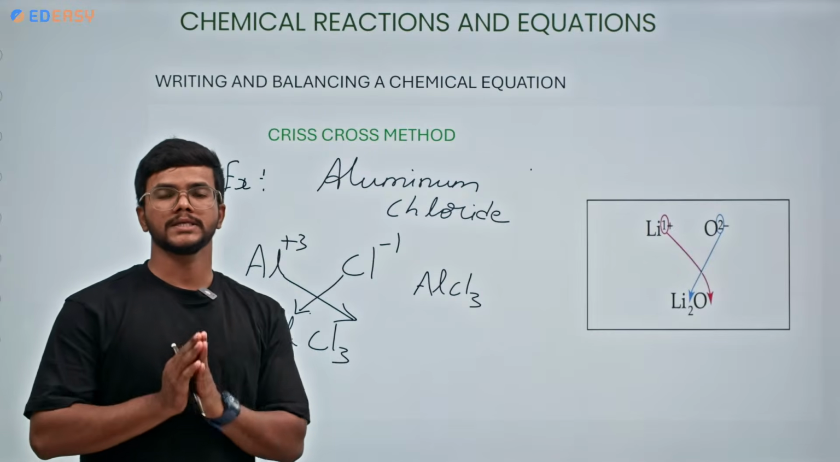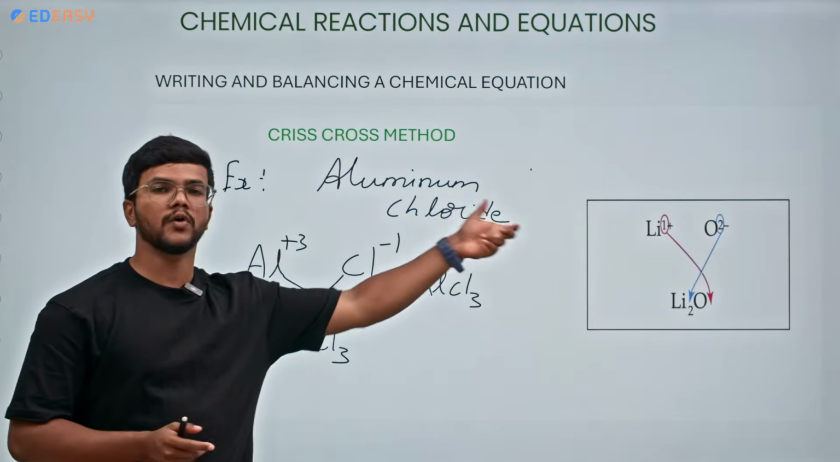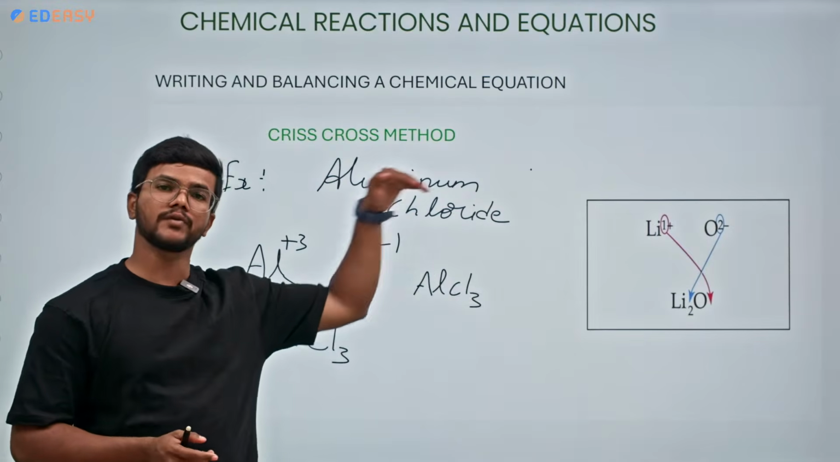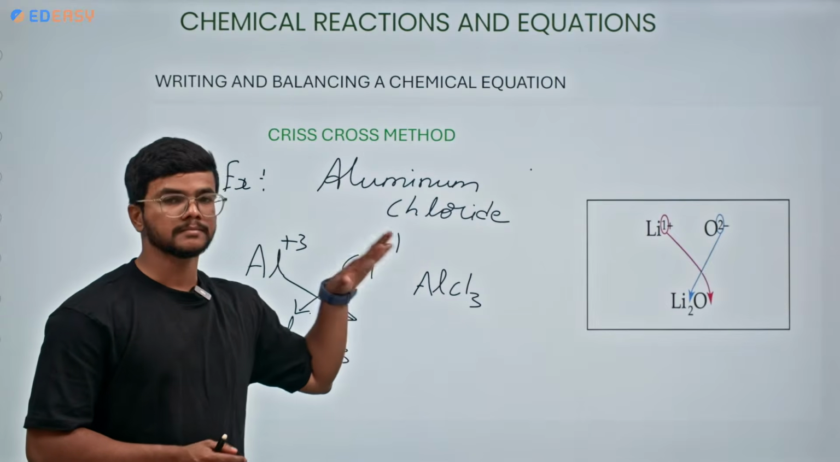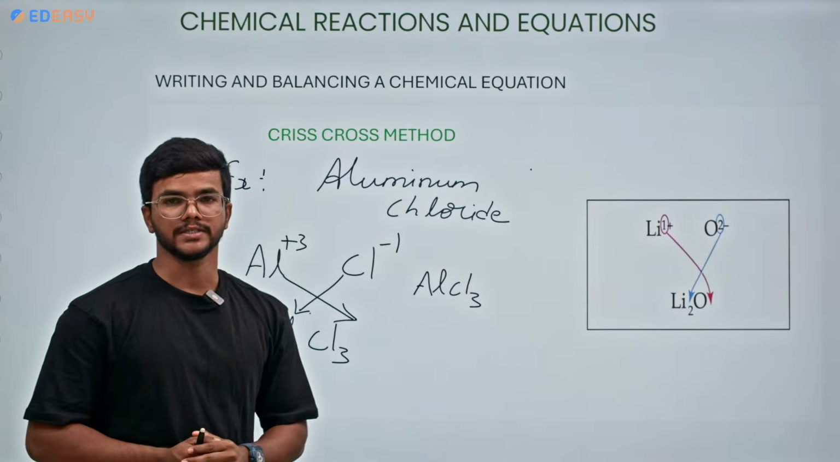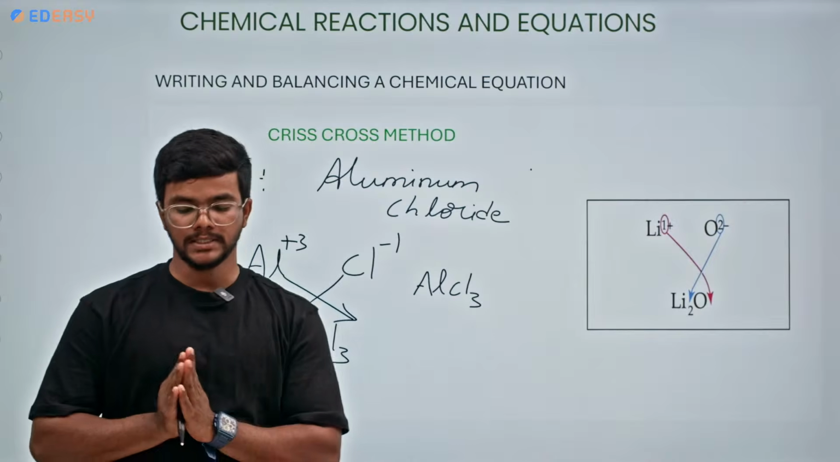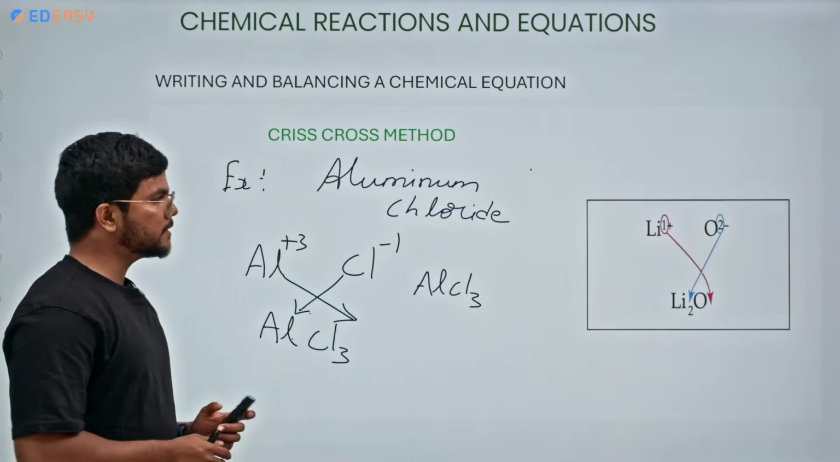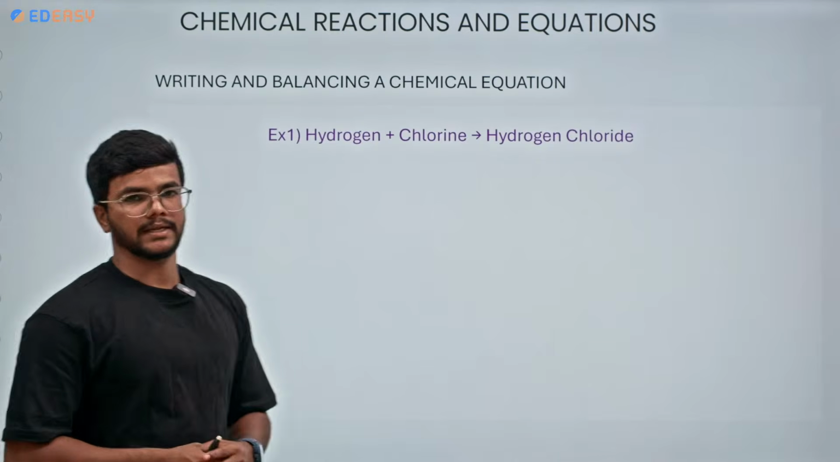Okay, hope you understand. This is how they will ask in the exam. They'll give you the word form of the chemical reaction. You have to write it in the molecular form of the reaction and equation, and you have to balance the equation. Okay, hope you understand the crisscross method. So this is the basics. So next we are moving into writing and balancing the chemical reaction.